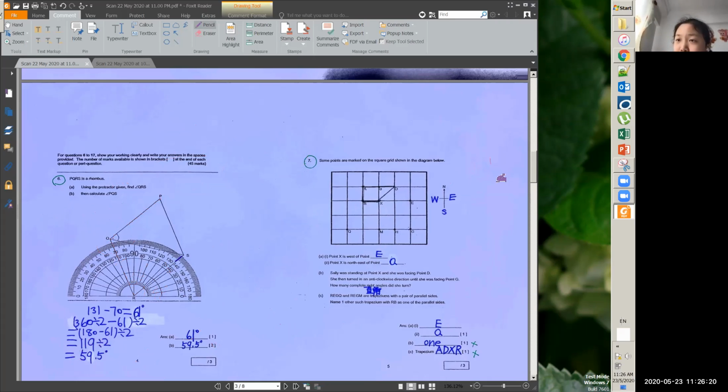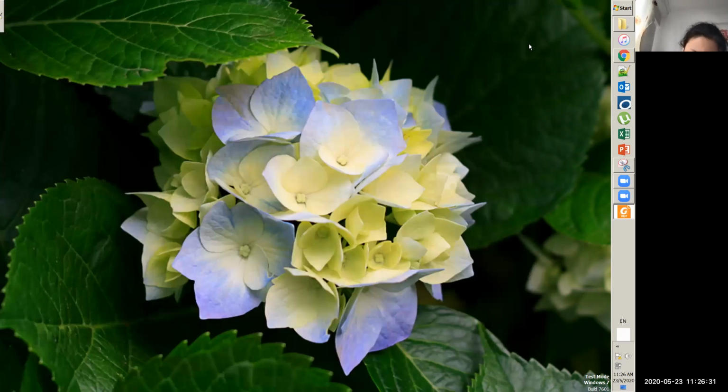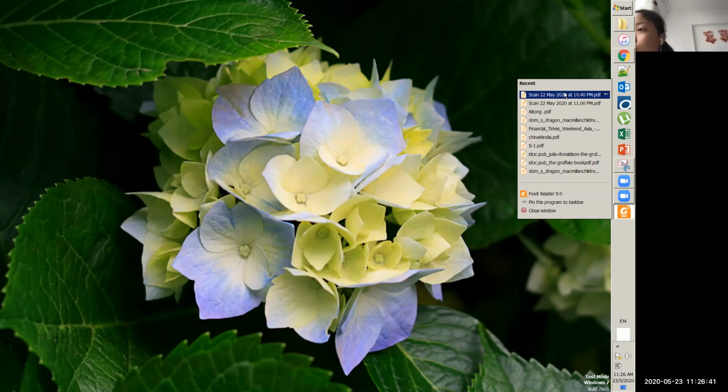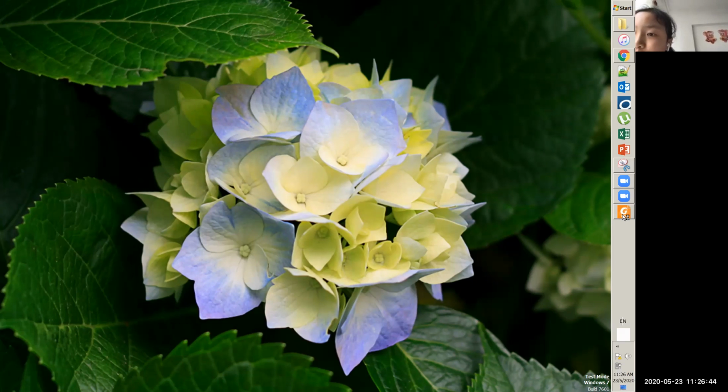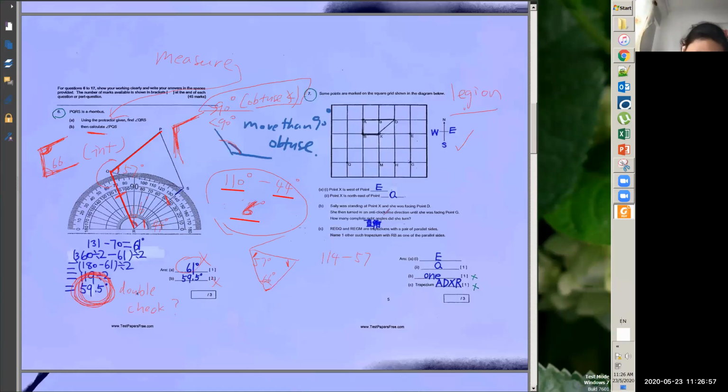Legion. How come nothing here? Everything is deleted. I don't know why, but anyway, let me just move it down and open it again. Where's my... Oops. Hold on. Let me close the window and then reopen it. Okay, now it's good. Let's come back to this.